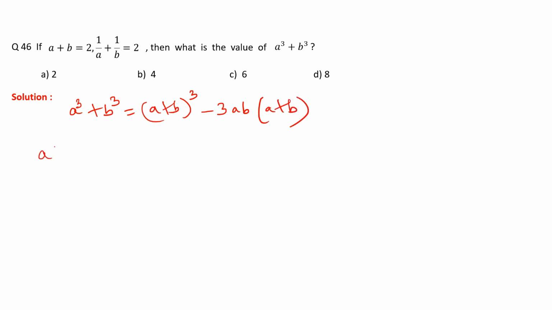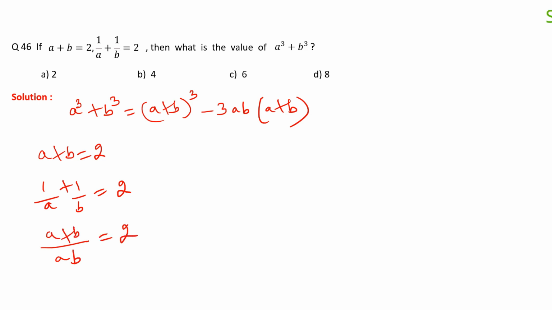And we are given that a plus b is equal to 2. And we are also given that 1 upon a plus 1 upon b is equal to 2. So if I take the LCM of this expression, I will be getting a plus b upon ab equal to 2. Put the value of a plus b over here. So you will be getting ab equal to 1.